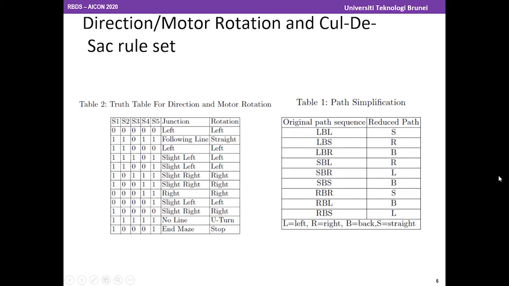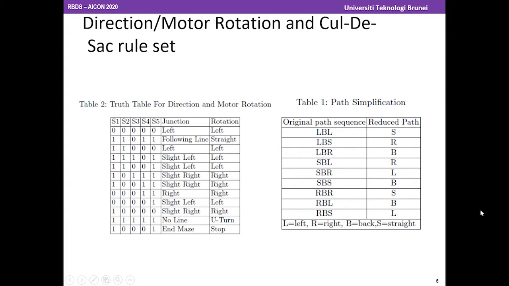So if you look at the truth table here, the truth table in table number 2 is used by the input sensors 1, 2, 3, 4, and 5. It will be used to detect, so when you reach a junction, this is basically indicating that at the junction you will go to the left, and the output of the motors will rotate accordingly.